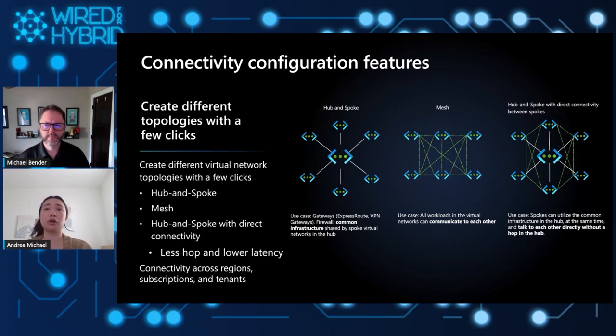Other topologies that we offer, which are not yet GA, are mesh and also hub and spoke with direct connectivity, because it's essentially a mini mesh and relies on the same technology that we use for mesh. The mesh connectivity configuration is even simpler than hub and spoke. You just say what network groups you want to be a part of your mesh, and we'll establish the connectivity among all of the member VNets of all of the network groups.